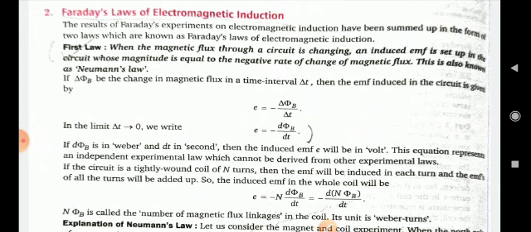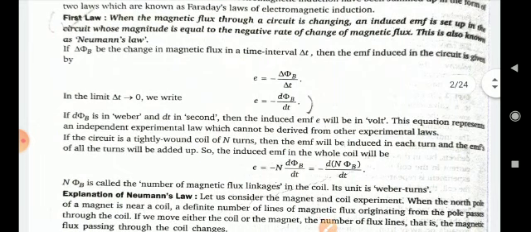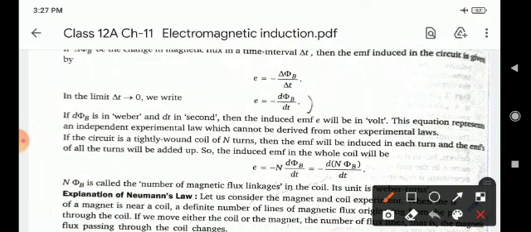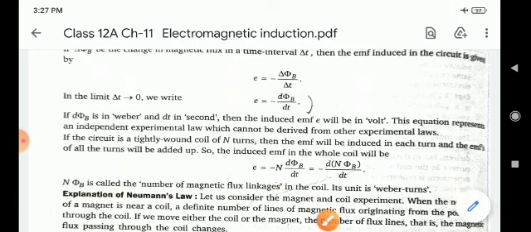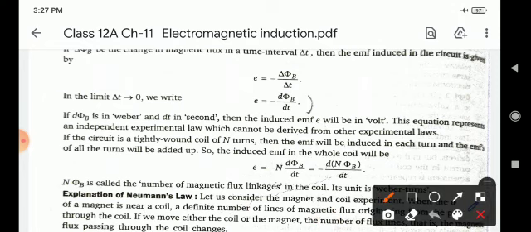If the circuit is a tightly wound coil of N turns, then the EMF will be induced in each turn and the EMFs of all the turns will be added up, so the induced EMF in the whole coil will be e equal to minus N d phi B upon dt, where N is the number of turns, e is the EMF, phi B is the magnetic flux and t is the time. Here, children, according to this formula, N is the constant, and phi B and t are variables.